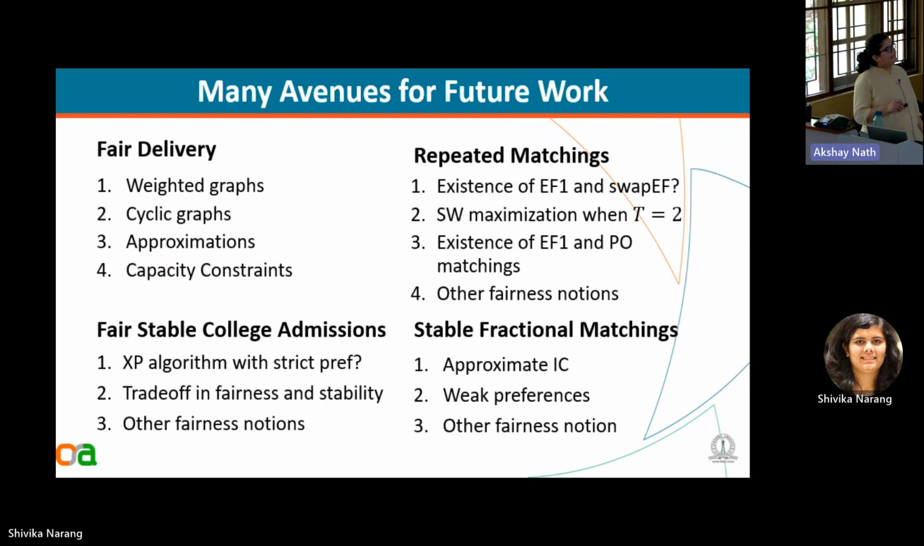So for repeated matchings, point number 2, where we are maximizing social welfare for 2 rounds, this has been listed as an open problem in the thesis, but since then we have actually solved it, and this is also NP-hard. So yeah, just a side note. And if any of you are interested in any of these problems, feel free to ask me.